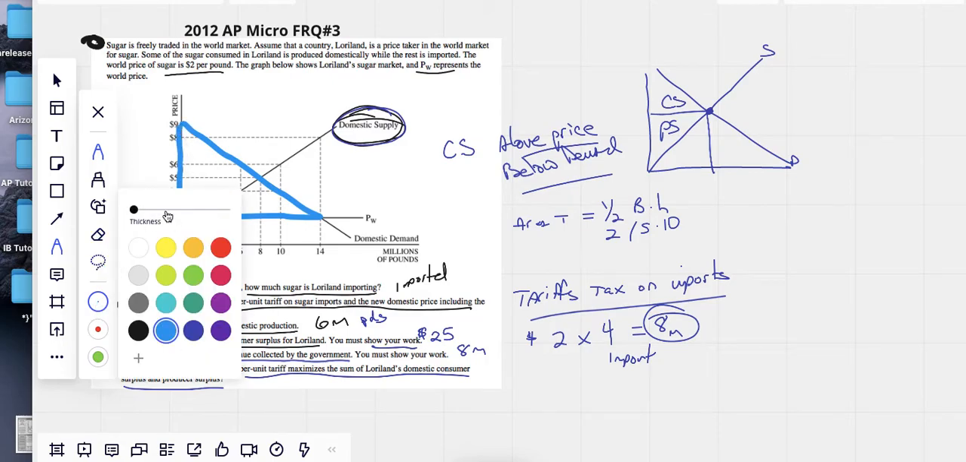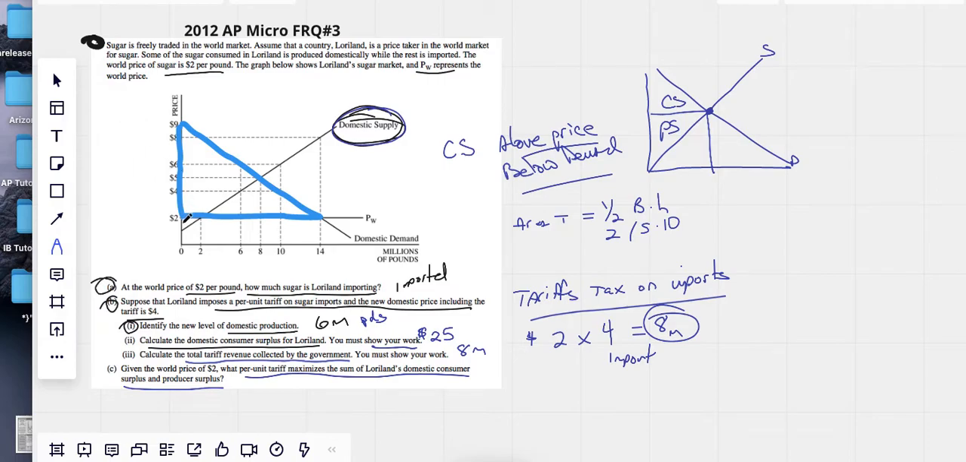And what we know is that our producer surplus is just as tiny. Our domestic producer surplus is that tiny little triangle right there. But recognize that consumer surplus has gained. Let's do it a different color. Consumer surplus has gained all of this extra amount.